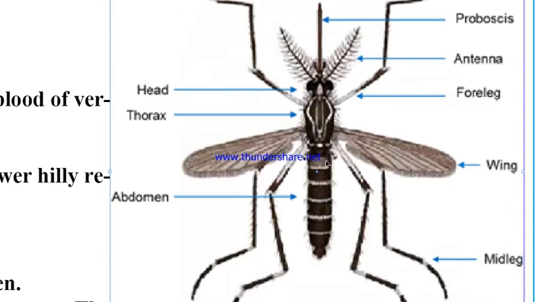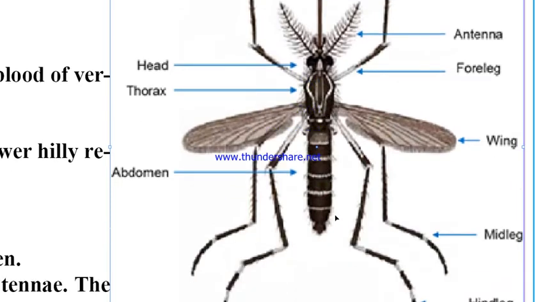Okay, and then abdomen, they have long segmented abdomen. Before the shock of blood, their abdomen is very slender, very thin, but as the shock of the blood, the abdomen inflates just like a balloon. Yes, and they store the food in their abdomen. Any confusion?